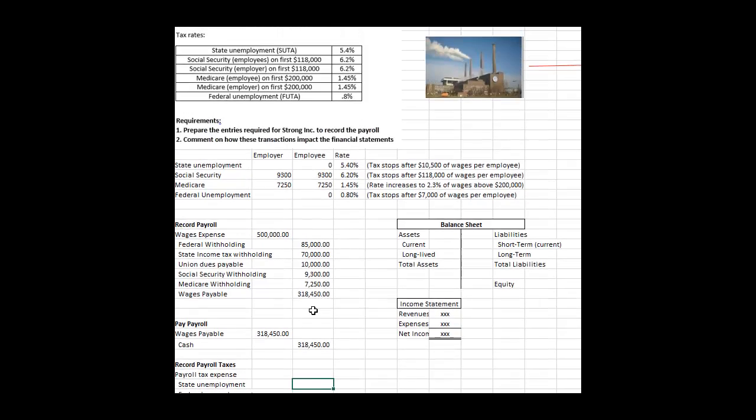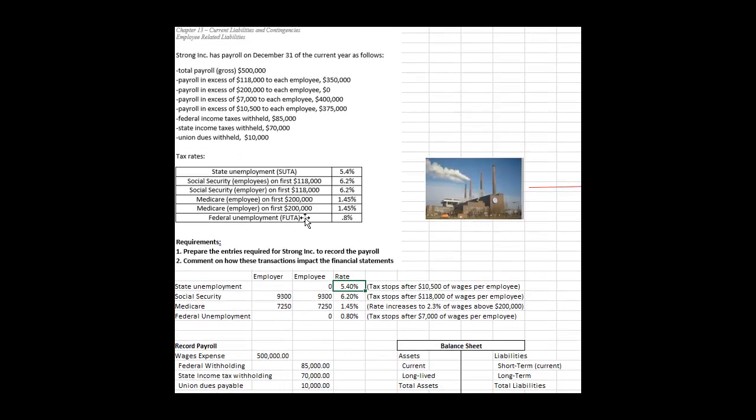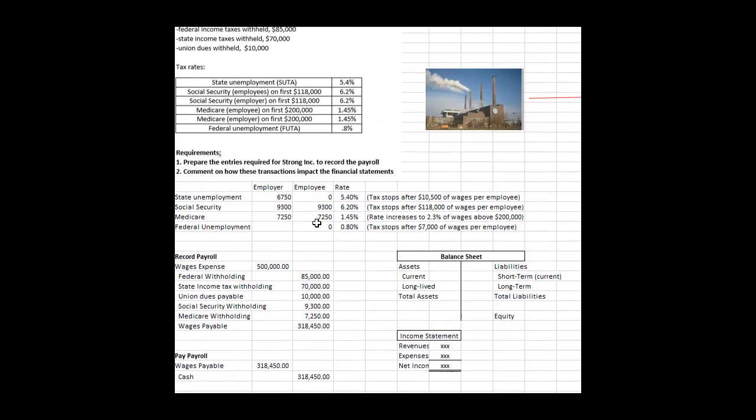My state unemployment tax, we've got to calculate it. Remember, there's this ceiling, so in excess of $10,500 of wages, we don't pay any more tax. So we've got to go up here and figure out how much of the $500,000 is above that ceiling. And that's what's listed right here. So it's telling us $375,000 is above this ceiling. So that means $125,000 is subject to the tax. So my formula will say $125,000 times the tax rate, $67.50. That's the amount of taxes I will have to pay at some point. Currently, I owe it to the government. Haven't paid it yet.